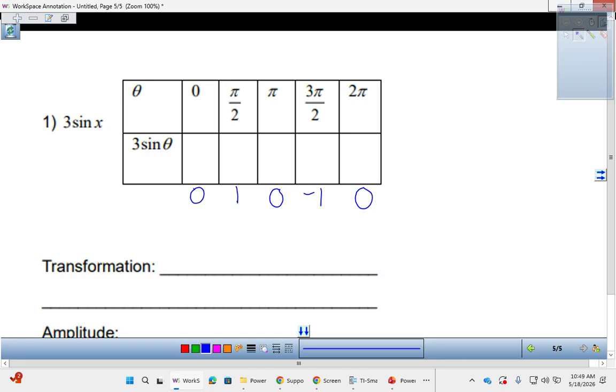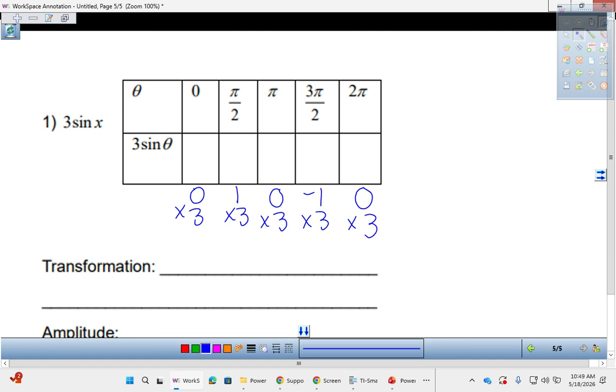That's sine of x. I want 3 sine of x, right? So what do you think I'm going to do to those numbers? Times 3, right? So 3 sine of x is going to be these numbers times 3. So I'm just going to multiply each of them by 3, and this is going to give me my new table.